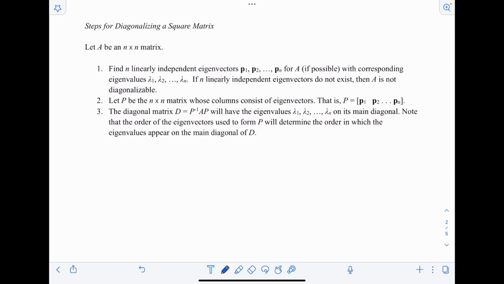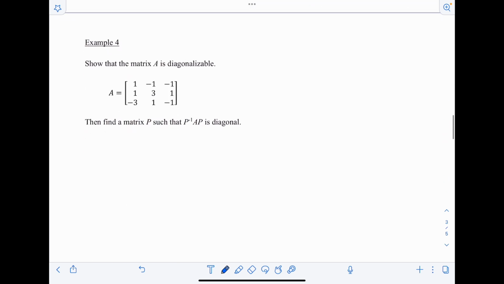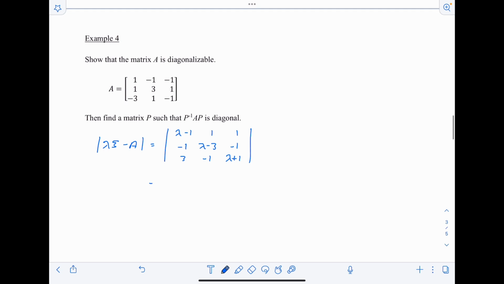Just like we have in the last lessons, find the eigenvalues by taking the determinant of lambda I minus A. So in this case, we would have lambda minus 1, 1, 1, -1, lambda minus 3, and -1, and then 3, -1, and lambda plus 1. Now, unfortunately, unlike a lot of the examples that we've done previously where there are a bunch of zeros, this does not have a bunch of zeros.